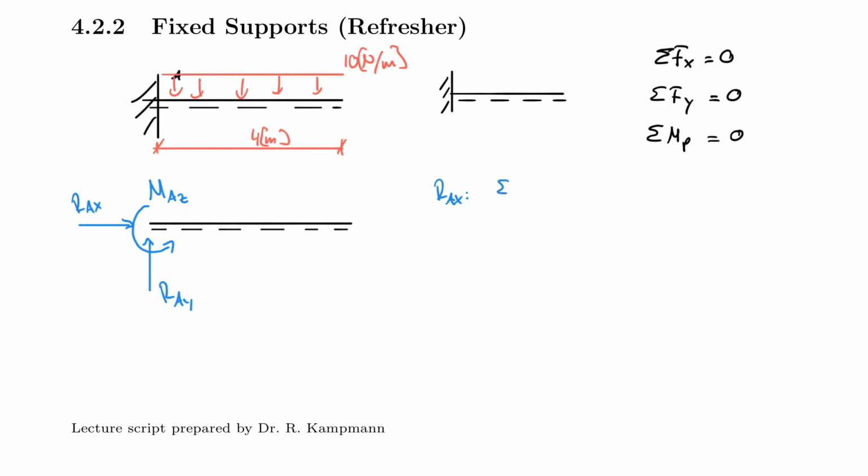Then what I would do is calculate, let's say, my RAX first, and I would do that by the sum of the forces in the x direction being equal to 0. And of course you find that 0 is equal to RAX. And I don't have to worry about that anymore, but it is still a result because there could be a horizontal force on there.